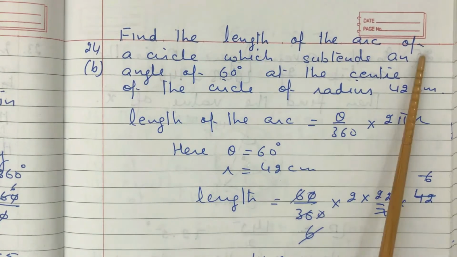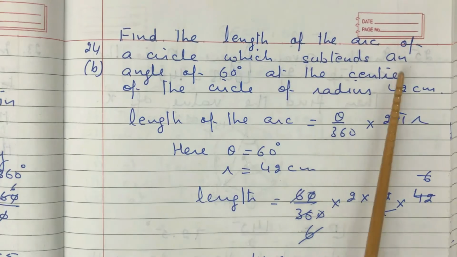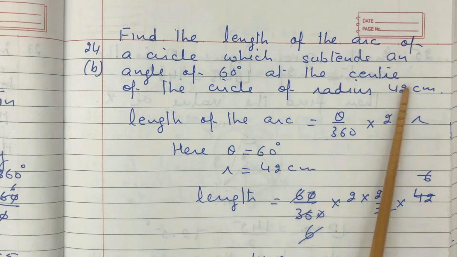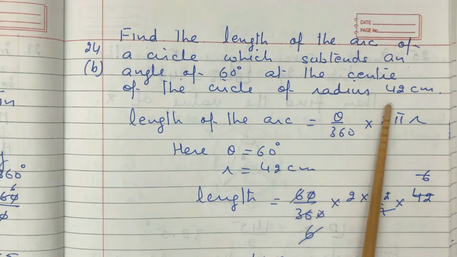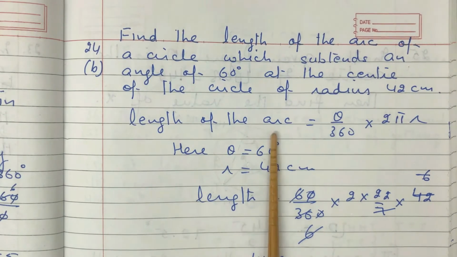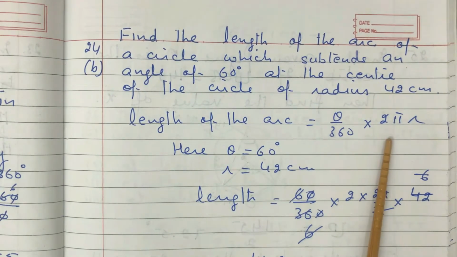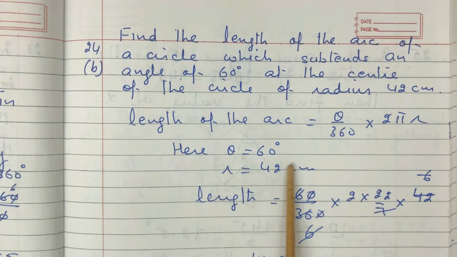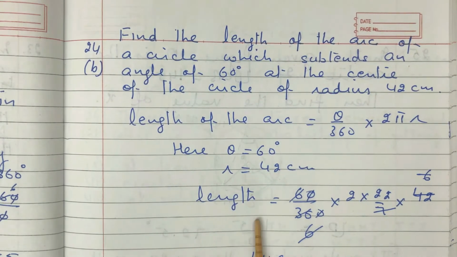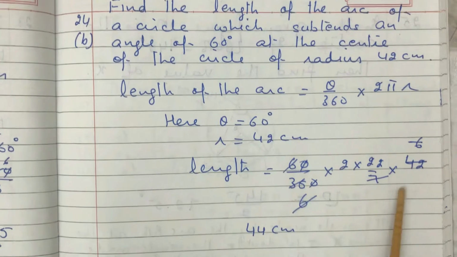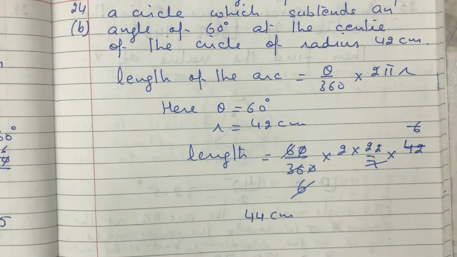Now 24th question B part. Find the length of the arc of a circle which subtends an angle of 60 degree at the center of the circle of radius 42 centimeter. Length of the arc is theta by 360 into 2 pi r. So here theta is 60 degree, r is 42 centimeter. Just substitute the values, you will get 44 centimeter.